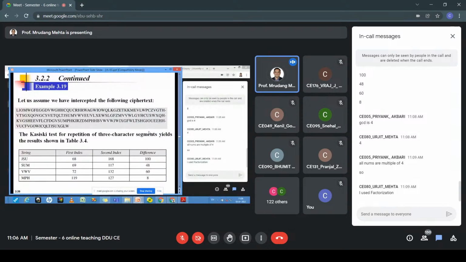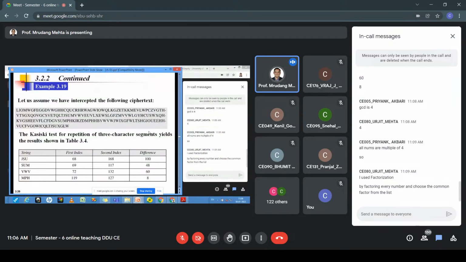So Urjit's answer is very interesting: by factoring every number and choosing the common factor from the list. I believe that since I had shown you the next slide, the answer was visible to you, so it was comparatively easy for you to give the answer. But when it is not given, you have to actually find it, right? So Urjit's explanation is quite interesting, and that can be used.